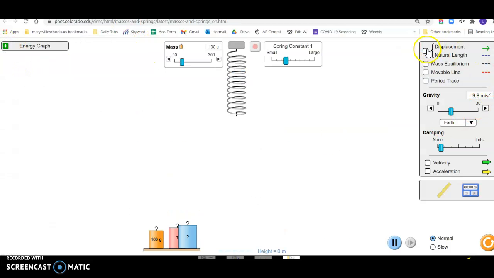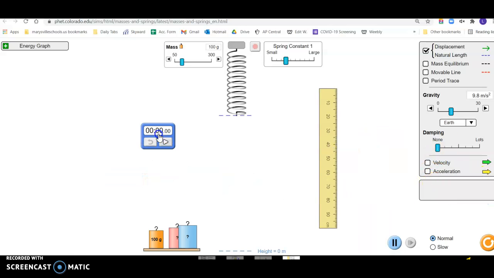Minimize the energy graph, click on displacement, put damping, make sure you put it to none, that's really important. Pull out the ruler and pull out the stopwatch. I would also advise clicking on slow here so that it's easier to time the periods.